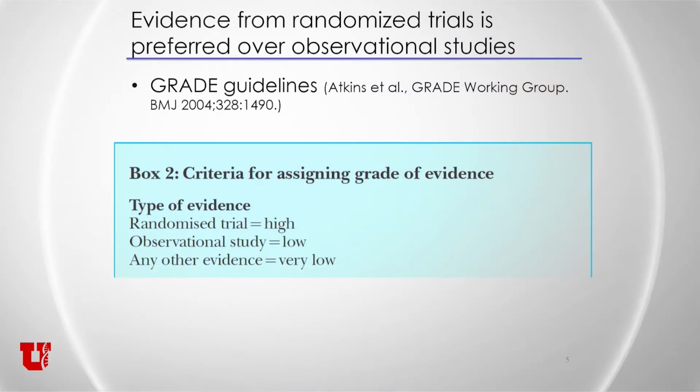For instance, the GRADE guidelines, which are about assigning the grade of evidence for research supporting any particular question, the type of evidence would be highest from a randomized trial, lower from an observational study with a good design, and then other types of evidence even lower.